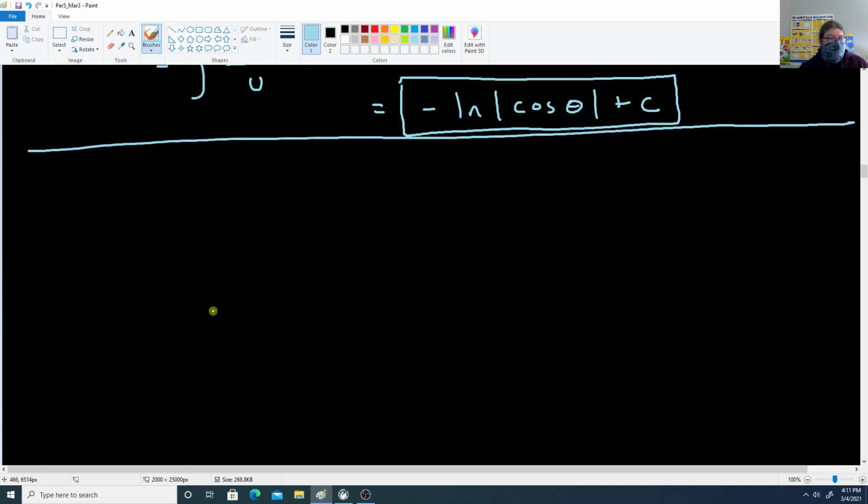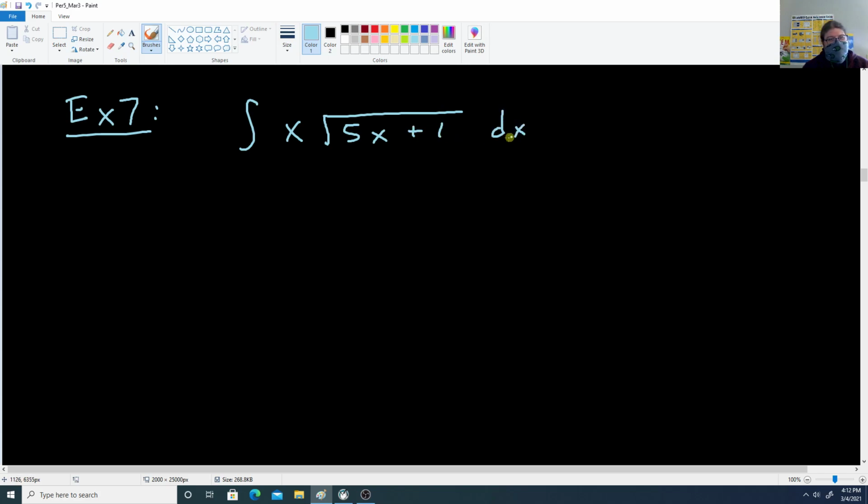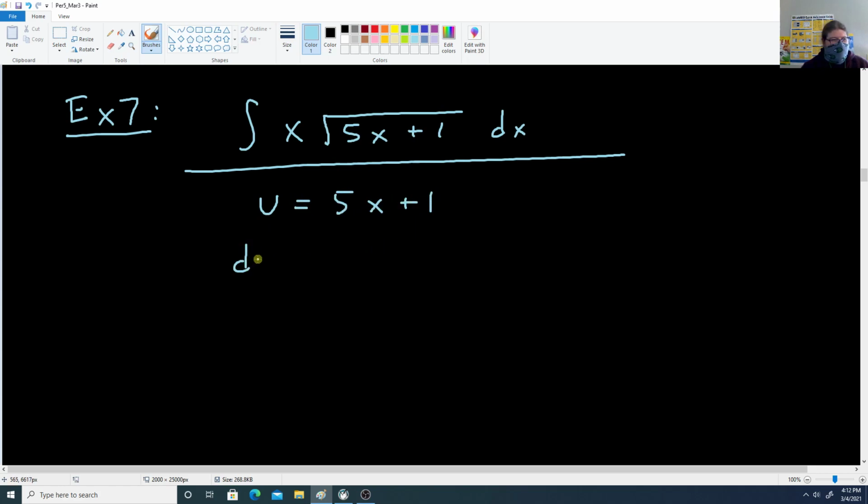So here's one that's going to start out using u substitution. We're going to get stuck, and then we're going to have to rearrange some stuff to get it to go through. So we have the integral of x square root of 5x plus 1 dx. So you'd start out and say, okay, we see that there's a square root. This is the stuff underneath the square root, so we probably should choose that to be our u. So we'll say u is 5x plus 1.